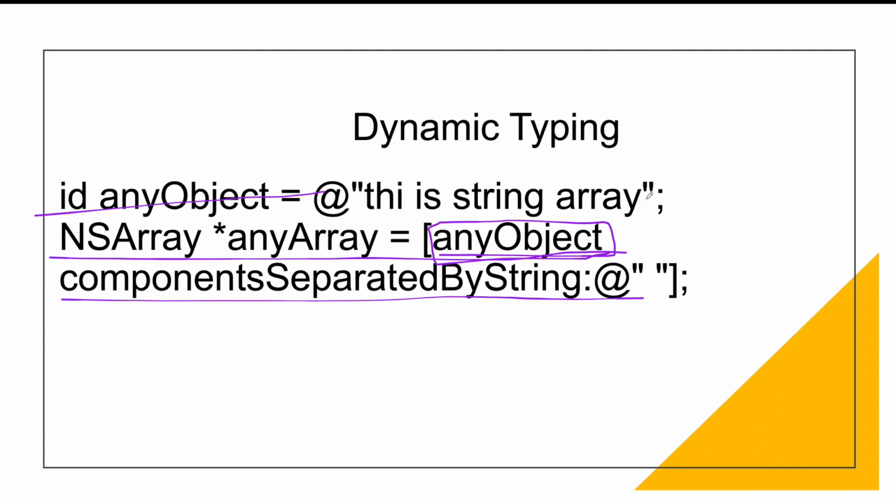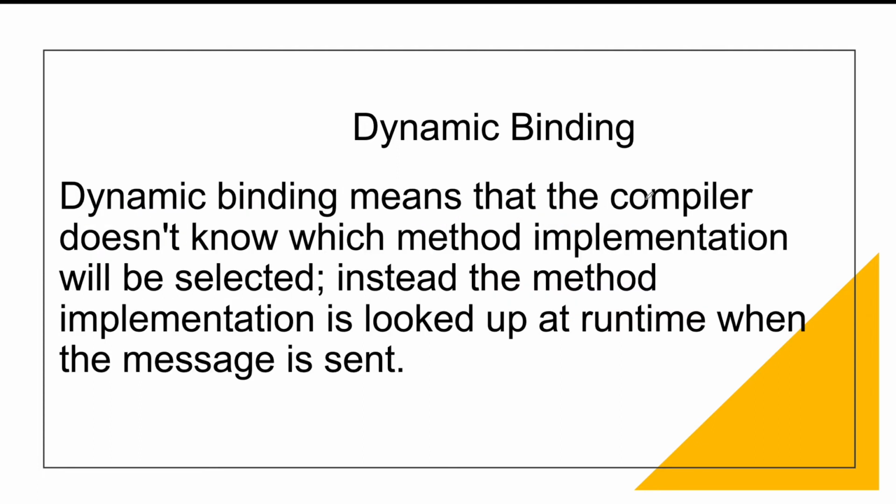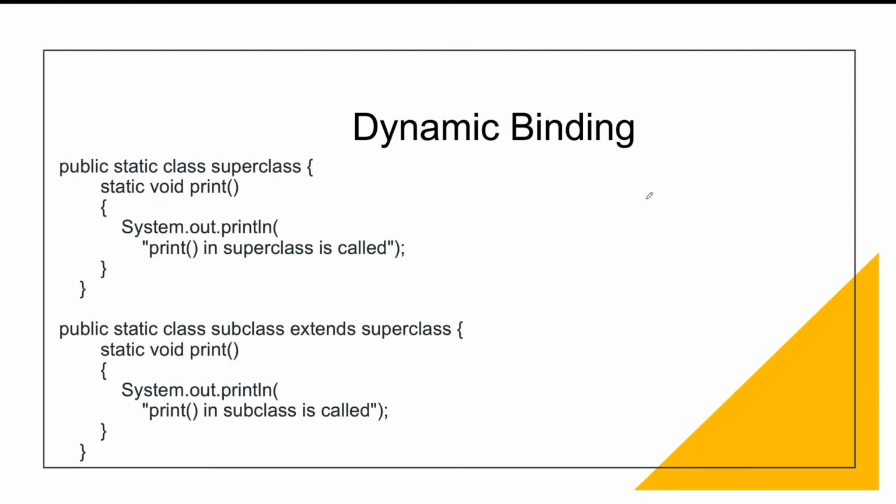And what is dynamic binding? Dynamic binding is method based. It's not a data type or object, it is method based. Dynamic binding means that the compiler does not know which method implementation will be selected. Instead the method implementation is looked up at runtime when the message is sent. Okay, so this is the basic. I just grabbed some code from the internet, so you can get some idea.